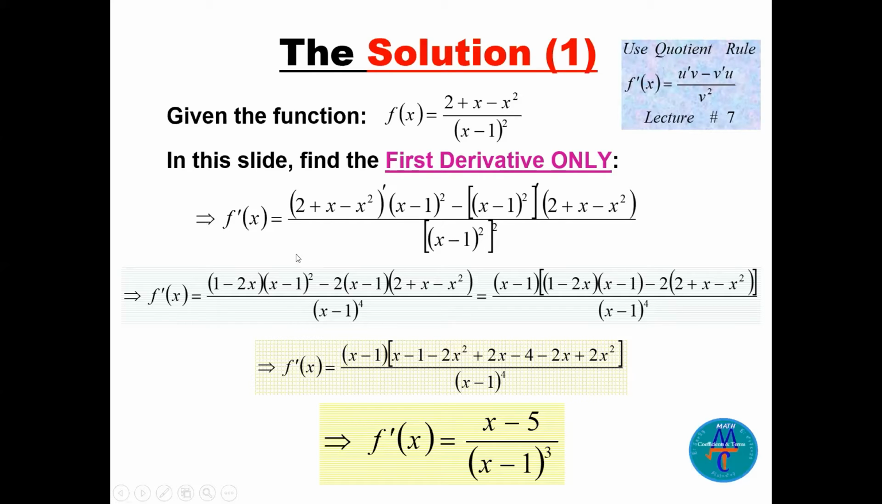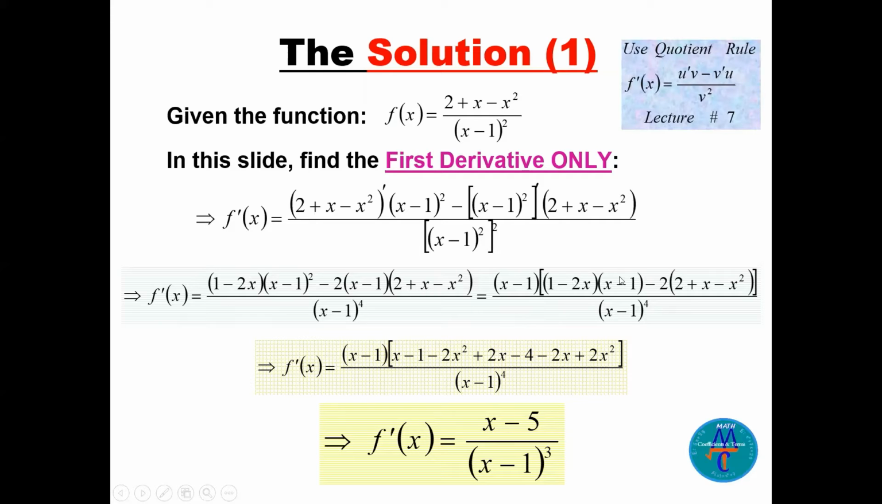Now the derivative here will be 1 minus 2x, easy. We can leave this x minus 1 squared. The derivative of x minus 1 squared will be 2 times x minus 1, times 2 plus x minus x squared. We can take x minus 1 out as a common factor to make it easy. Now inside we have 1 minus 2x times x minus 1, minus the 2 here times this big bracket, 2 plus x minus x squared. And here we have x minus 1 to the power 4.